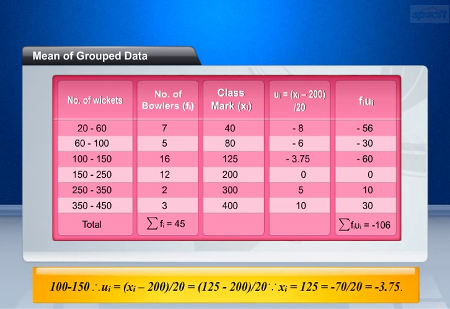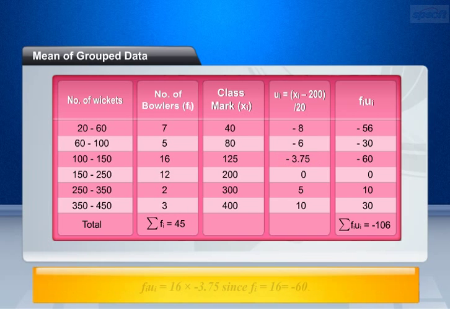Consider the class interval 100 to 150. Therefore ui equals (xi minus 200) by 20. This is equal to (125 minus 200) by 20, since xi equals 125. This is equal to minus 75 by 20, which is minus 3.75. Now fiui equals 16 into minus 3.75, since fi equals 16. This is equal to minus 60.